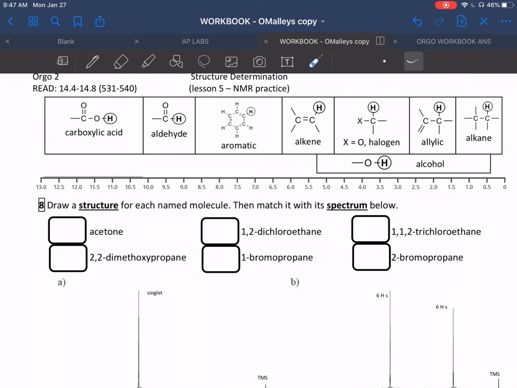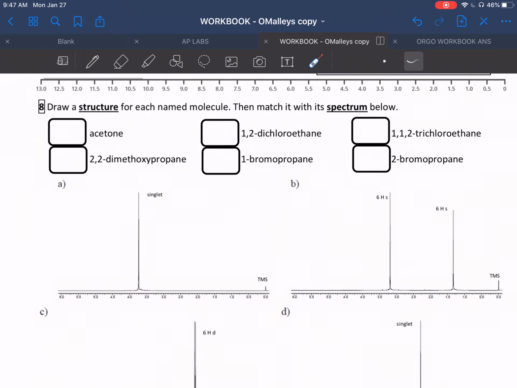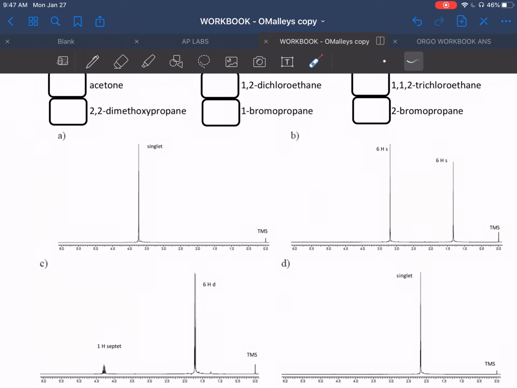The splitting pattern is very useful. The integration is very useful, and you'll notice that the integration and splitting is given because if we were conducting this on an actual instrument, you'd be able to use the software to get that information for relative integration ratios and hopefully a good resolved splitting pattern.